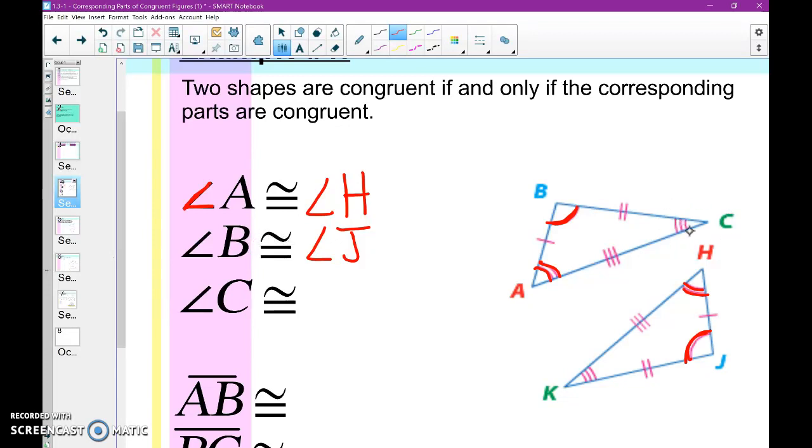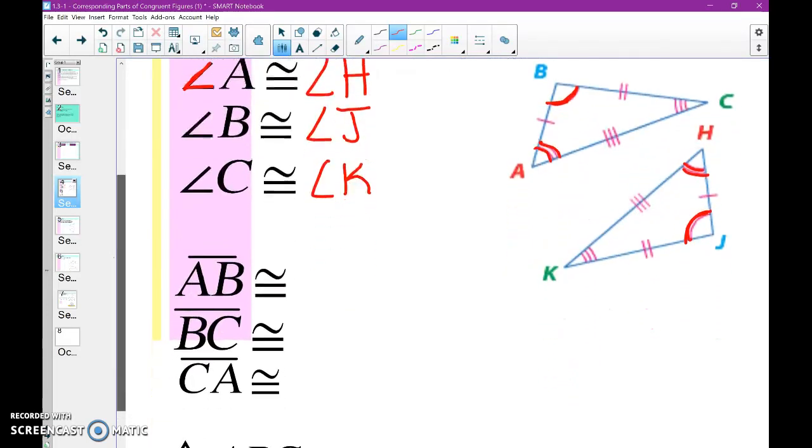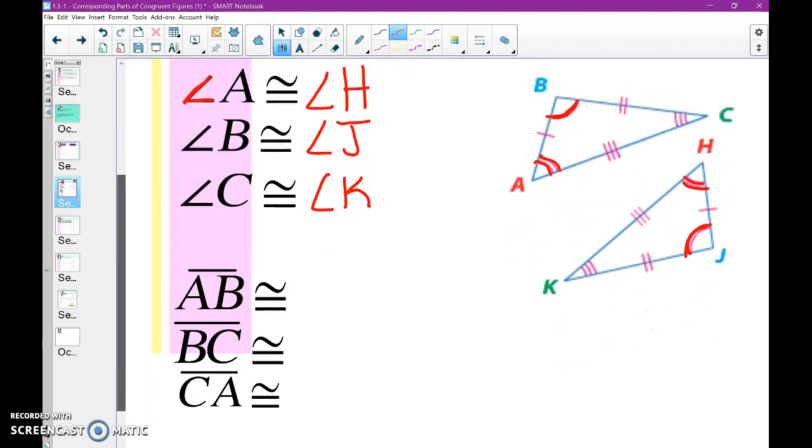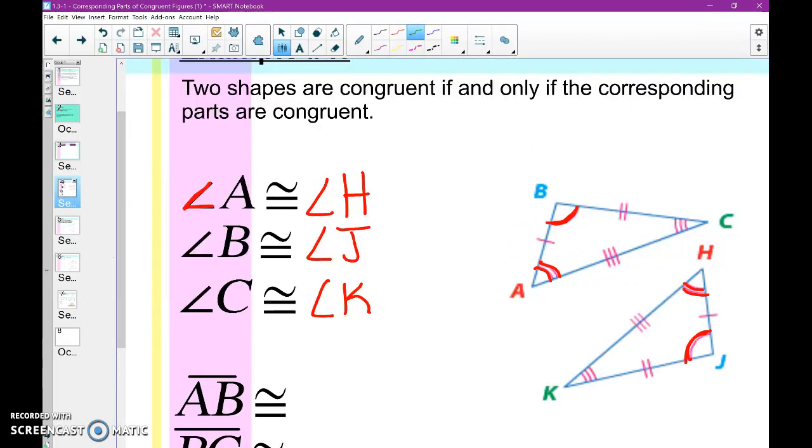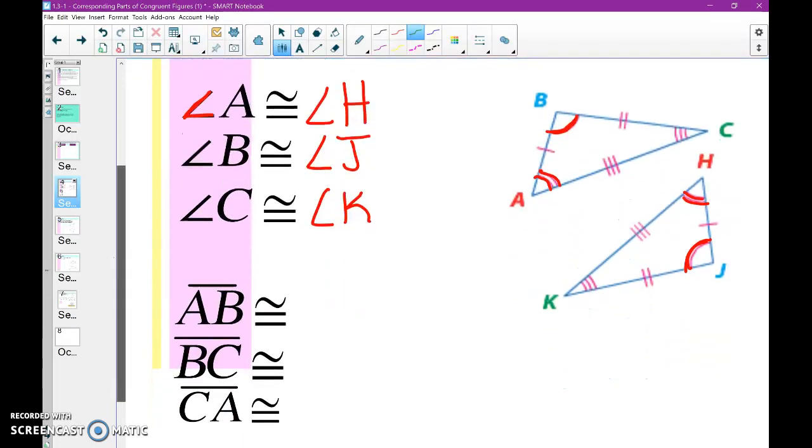And then last one, we have triple arches for C and triple arches for K. So this would be the appropriate way to name off all of the angles being congruent to each other. You also do have to work with the sides as well. I like to color code mine and go through one at a time so I make sure I don't miss any.